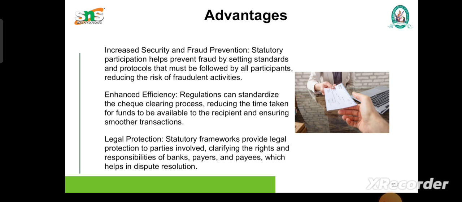Next one is legal protection. The protection is user friendly for fund transactions. It reduces fraud and gives more security. The responsibilities will be taken by the banks, payer, and the payee, which helps in dispute resolution.